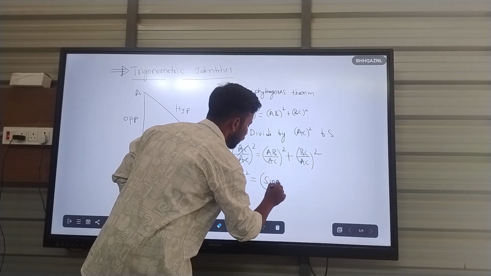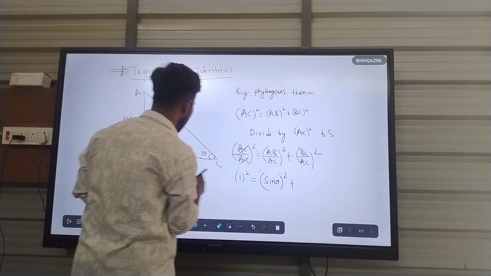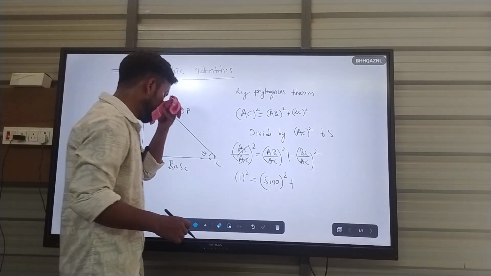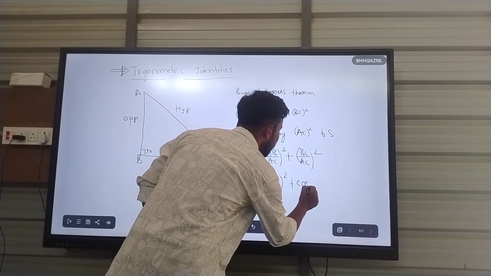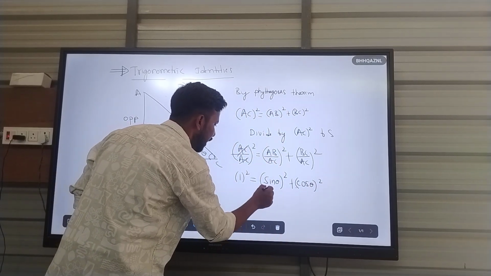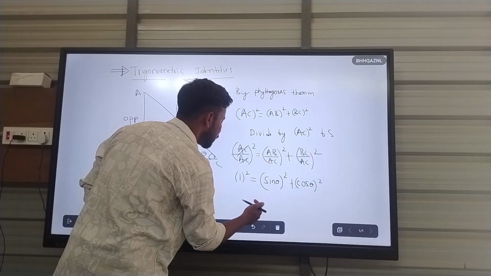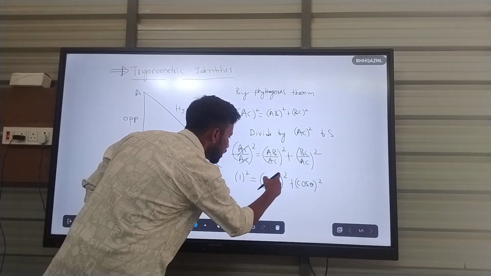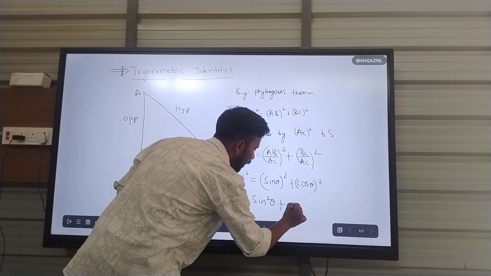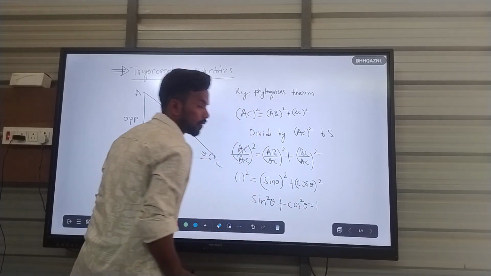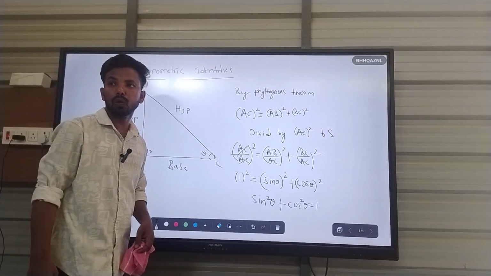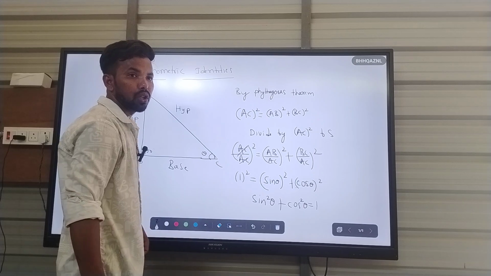Here sin theta is squared, plus BC by AC, which means base by hypotenuse, which means cos theta, cos theta whole square. You can write this on this side and this on that side, nothing changes. Sin square theta plus cos square theta is equal to 1. This is the first formula.